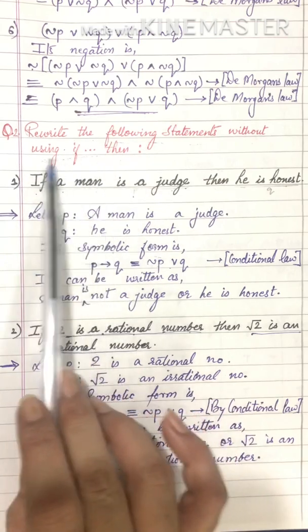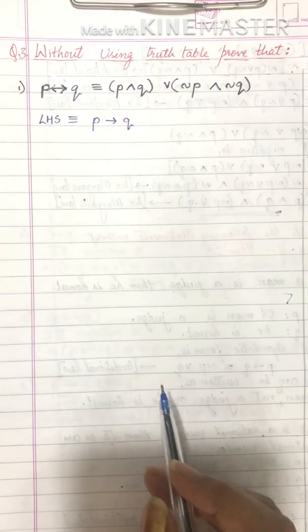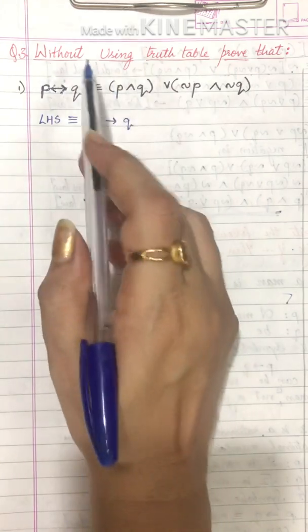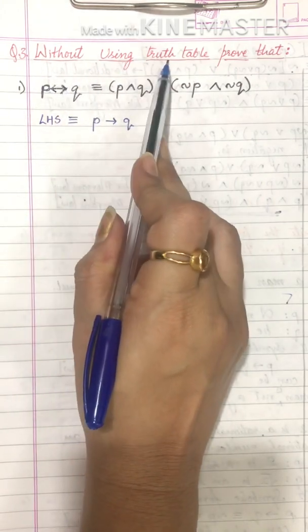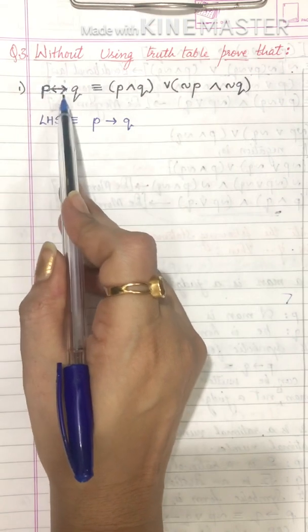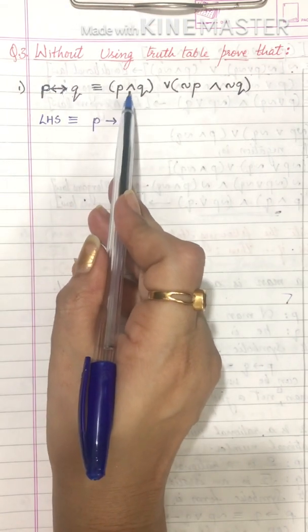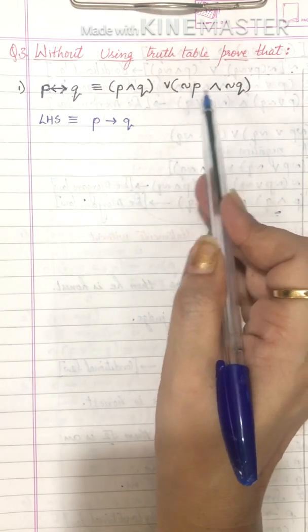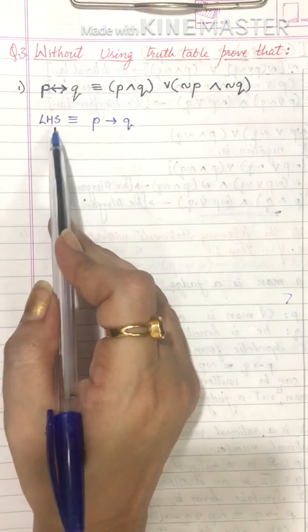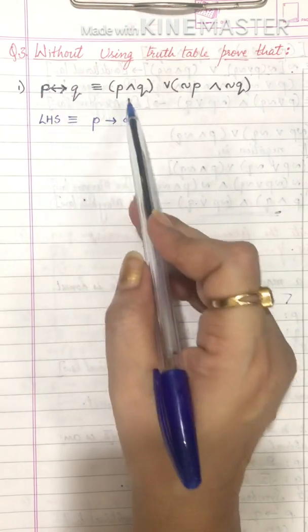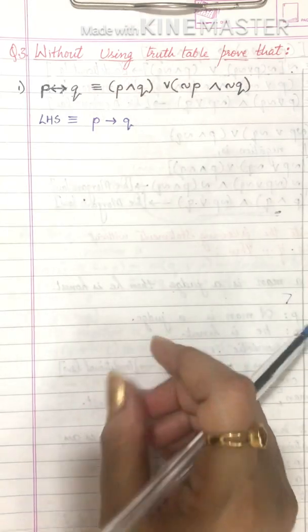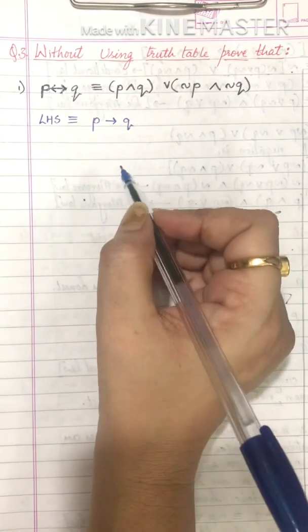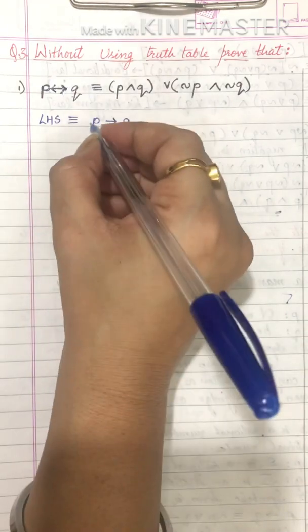Rewrite the following statements without using if then. Now our next question is very interesting. They are asking, without using truth table, prove that P double implies Q is equivalent to P and Q, or negation P and negation Q. So we will take LHS separately and try to solve it using different conditional laws, and try to reach what is asked. I have selected this one. It is a pretty lengthy sum. There are multiple laws which are going to be used to solve this sum. It's equally interesting. Let's see how we will solve this.